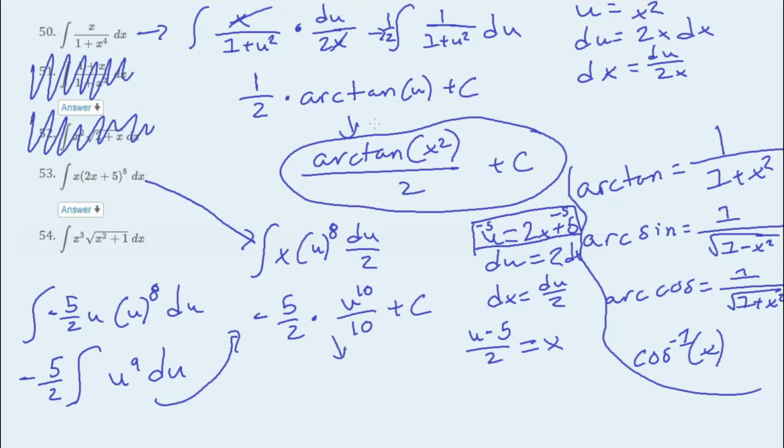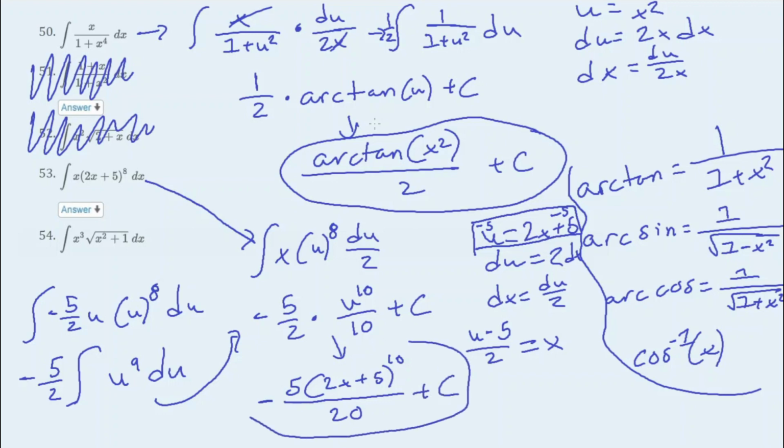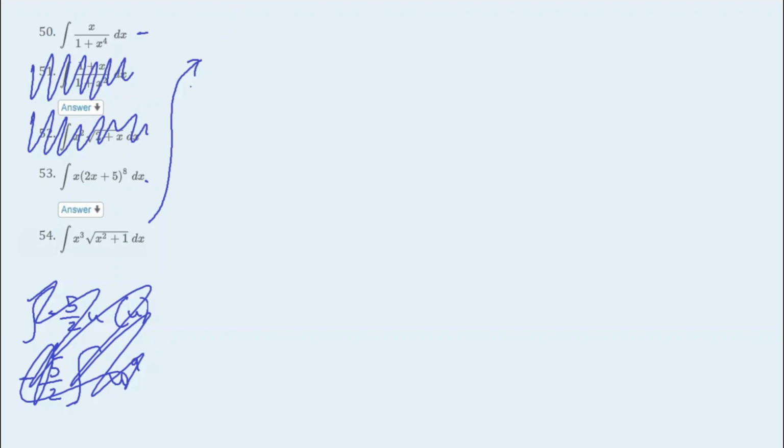And now let's simplify everything and plug in for u, with u being 2x plus 5. So if we simplify and plug in for u, we're going to have negative 5 times (2x plus 5) to the 10th power, and in the denominator we're going to have a 20. You could also simplify this to 1 over 4 and plus c. So that is going to be our final answer, or rather the integration of number 53. Alright, so now let's do number 54.